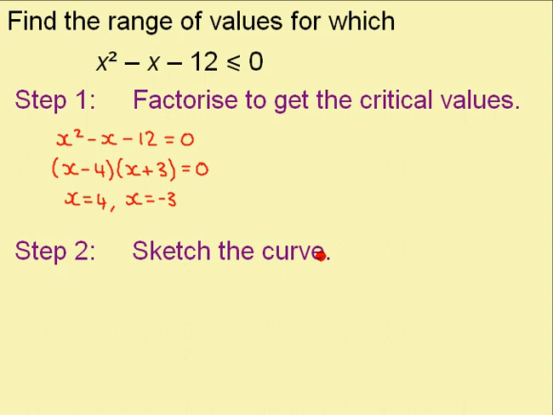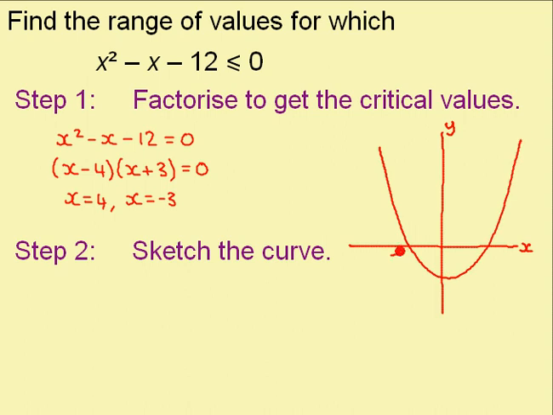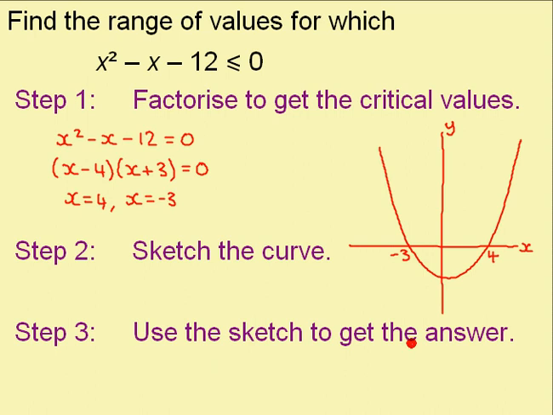For step 2, I sketch the curve. So I want a set of axes. I know the shape of the curve because it's a positive quadratic, and I know that it's going to cross the x-axis at 4 and at negative 3. So it's going to look something like this. The final step is to use the sketch to get the answer.